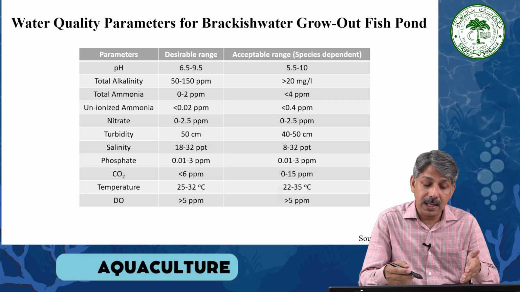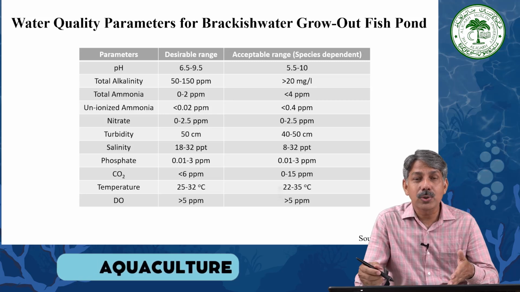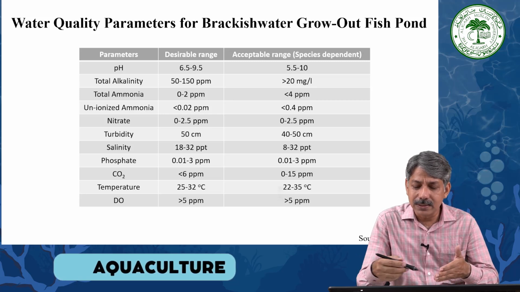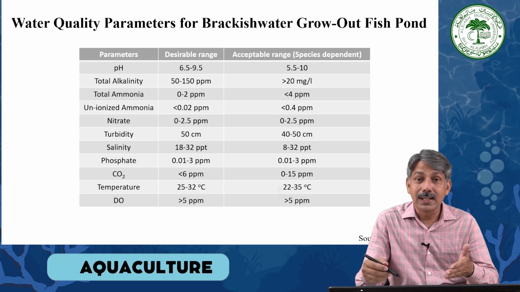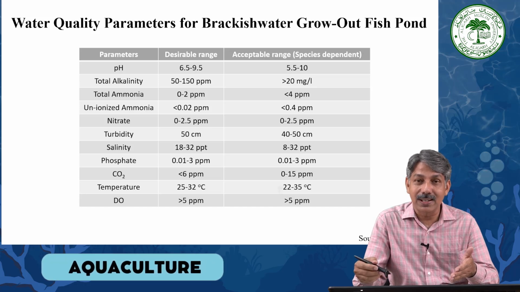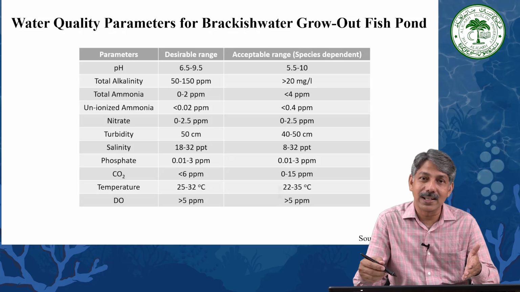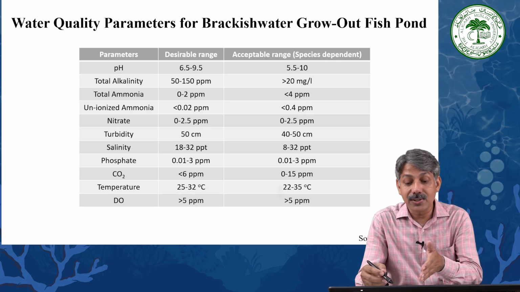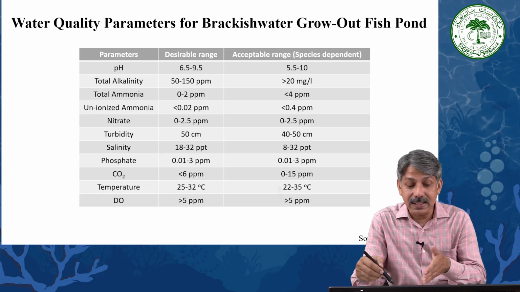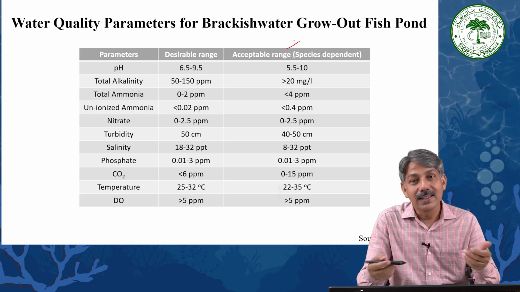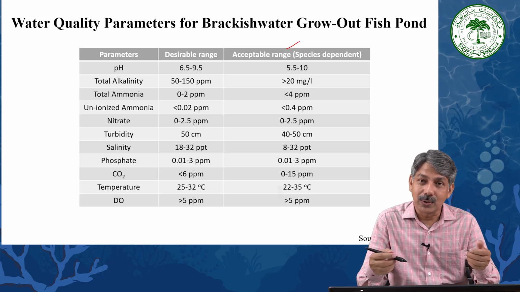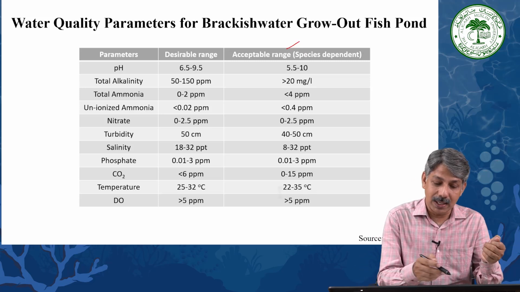And here the desirable range is given, but they have also given, in a very practical manner, the acceptable range. This is the desirable range, but every time we don't get that desirable range. But even if the variation or fluctuation is within the acceptable range, then again it is good. You can go ahead for aquaculture practice.